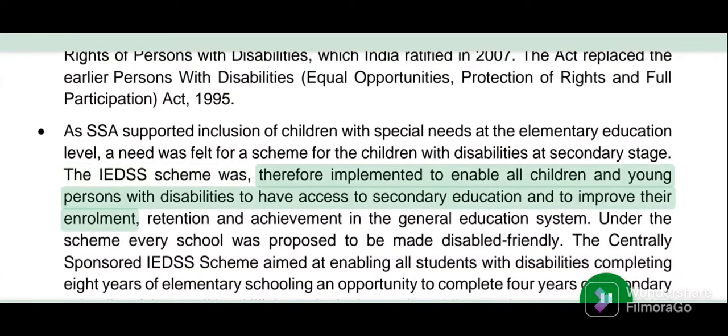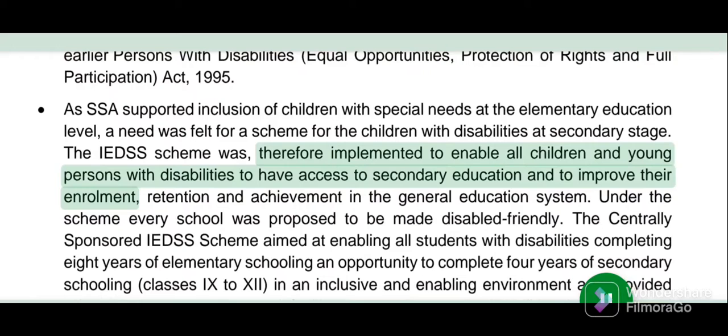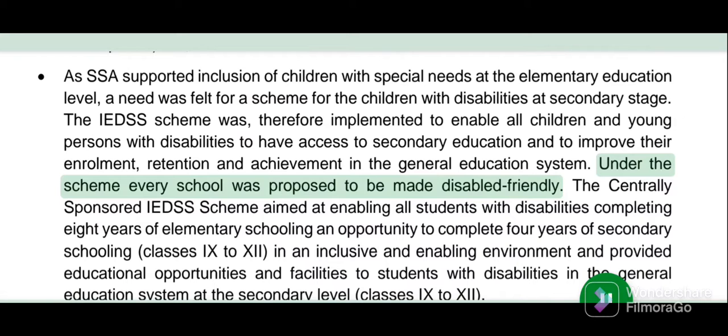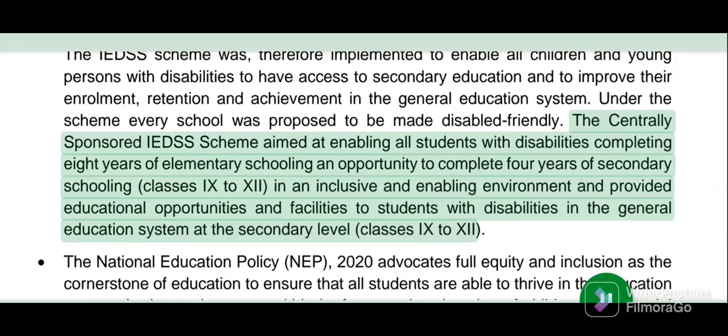The IEDSS scheme was, therefore, implemented to enable all children and young persons with disabilities to have access to secondary education and to improve their enrollment, retention and achievement in the general education system. Under the scheme, every school was proposed to be made disabled-friendly. The centrally sponsored IEDSS scheme aimed at enabling all students with disabilities completing 8 years of elementary schooling an opportunity to complete 4 years of secondary schooling, classes IX to 12, in an inclusive and enabling environment, and provided educational opportunities and facilities to students with disabilities in the general education system at the secondary level, classes IX to 12.